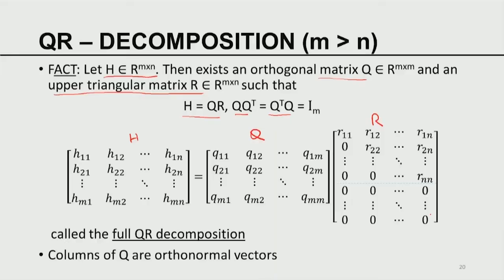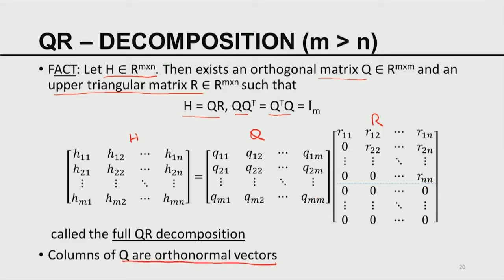That's the idea. H is an M by N matrix. So this M by N matrix can be expressed as the product of two matrices with special structures. This is orthogonal, that is upper triangular. Orthogonal matrices have special properties. Upper triangular matrices are structurally simpler matrices. What do I mean by orthogonal matrices? In an orthogonal matrix, the columns of Q are orthonormal vectors. What do you mean by orthonormal? The length of each vector is 1.